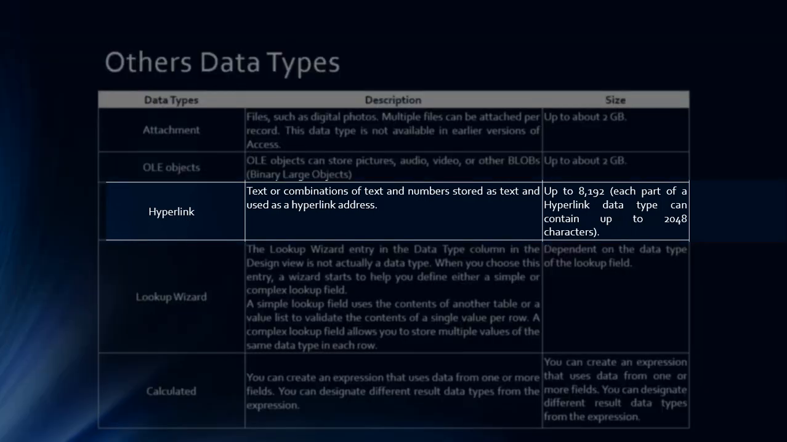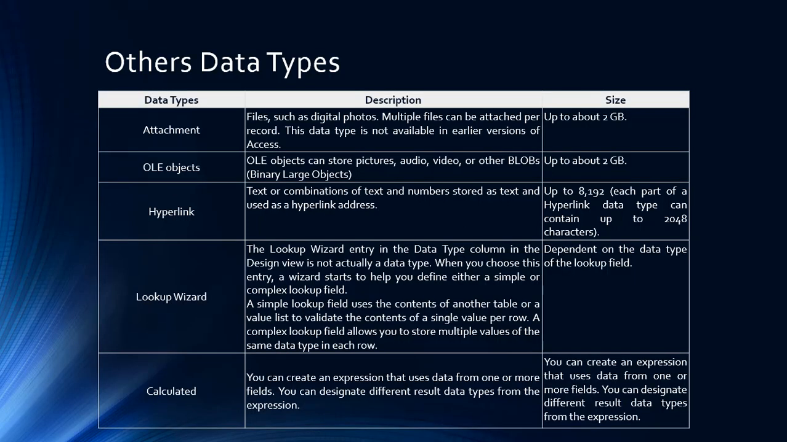Hyperlink. Text or combinations of text and numbers, stored as text, and used as a hyperlink address. It can store up to 8,192 characters. Each part of the hyperlink data type can contain up to 2,048 characters.